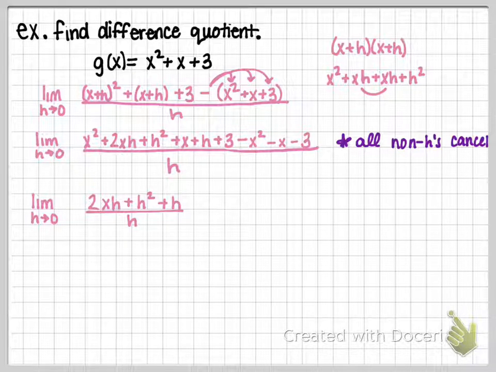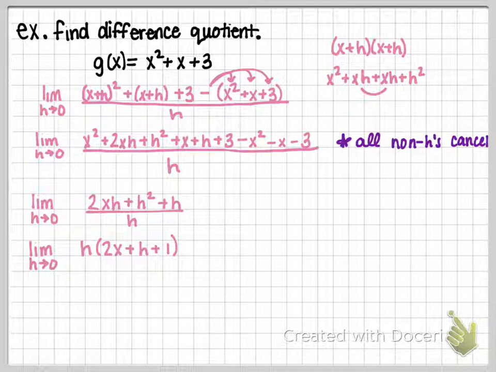So if you notice, in my numerator, each one of those has an h. So we have the limit as h approaches 0 of, and since all of those have an h in my numerator, I can go ahead and factor one out. So I have h, and then inside of the parentheses I end up with 2x plus h, since h squared divided by h is h, plus 1, since h divided by h is 1. And remember, all of that will go over h.